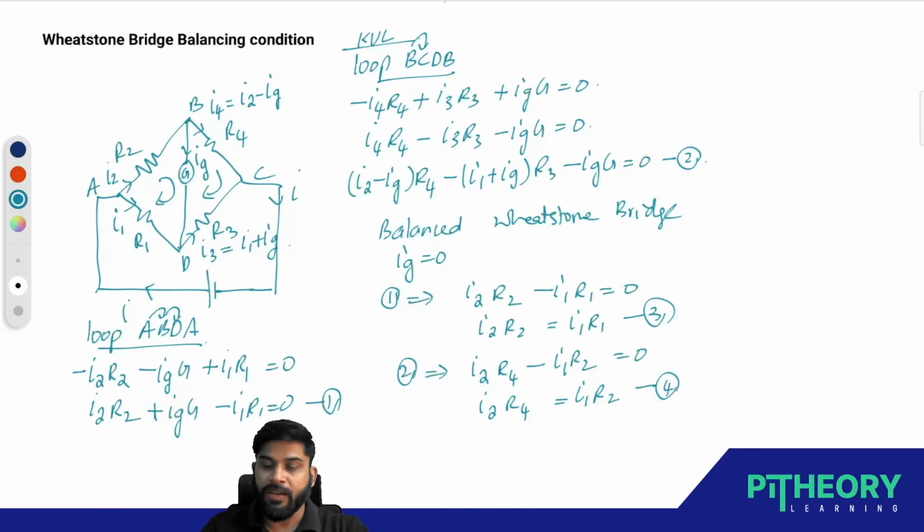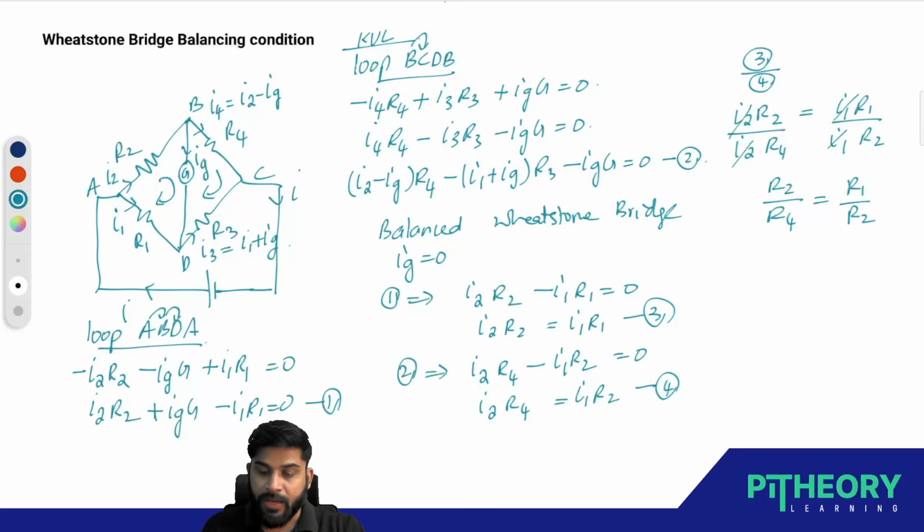Okay. So now very clearly what you have to do, equation 3, you divide with equation number 4. So you get I2 R2 divided by I2 R4 that is equal to I1 R1 divided by I1 R2. I2 cancels here, I1 on the right hand side. You get R2 by R4 that is equal to R1 by R2. Sorry, R3 I guess here. In the equation number 2, this factor we made it wrong. This is R3. Okay, so this is R3 you have to mark here.